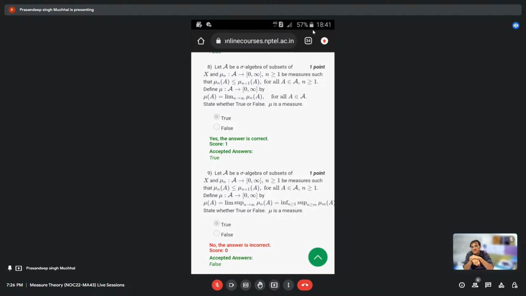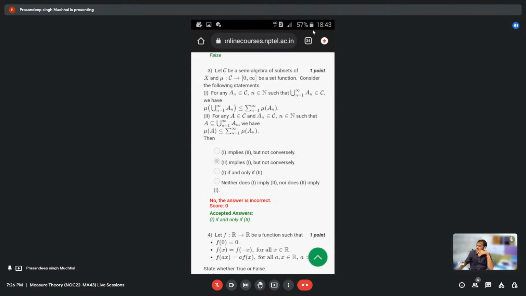I have marked example number 9. I understood how example number 8 becomes a measure, so by the same concept the answer for 9 should also be true. It also should be a measure. Yes, I agree with you. If that is the only issue, then we will notify the NPTEL team. If you have any conceptual question, then ask me. Okay, sir.